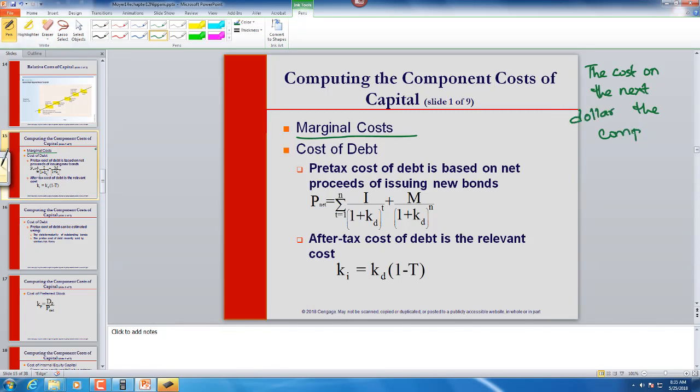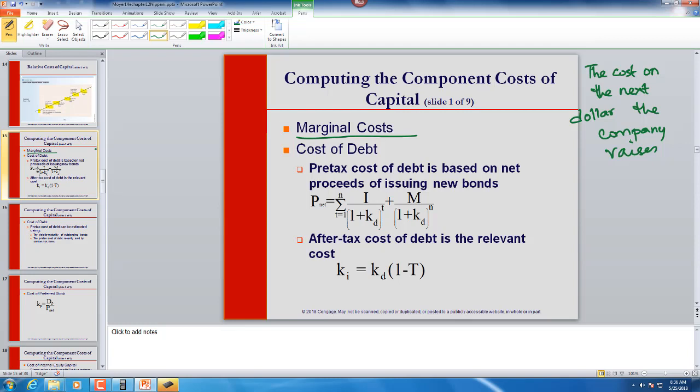The company raises. Now, marginal cost when it comes to debt is the cost that you will be paying on the next dollar of debt you raise, which is very important because when you're raising money, it's not the overall cost but the next dollar that is very important, because that's what people are expecting from you, and that's what you will be paying.